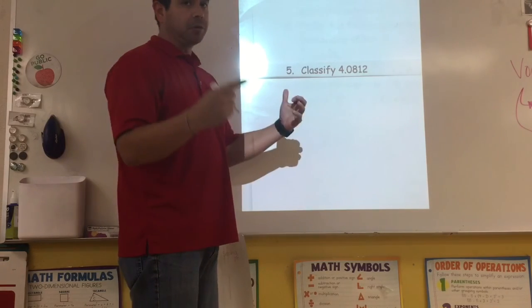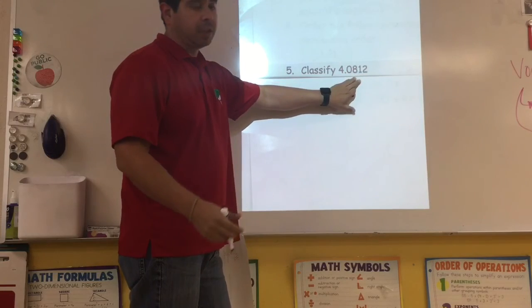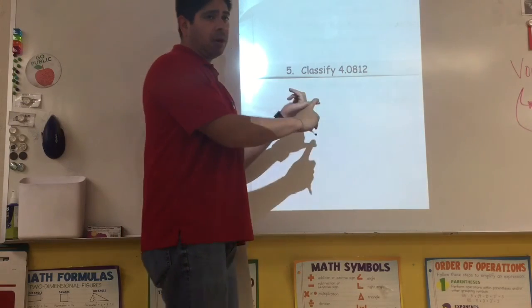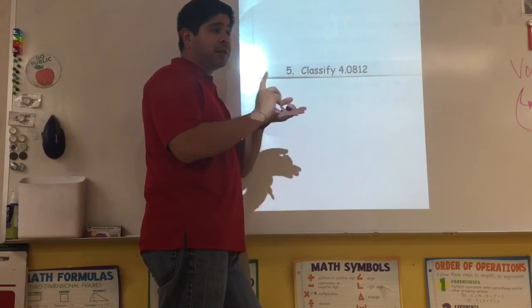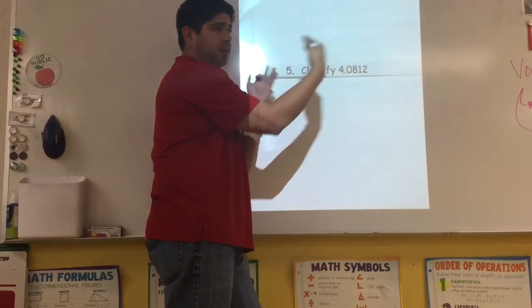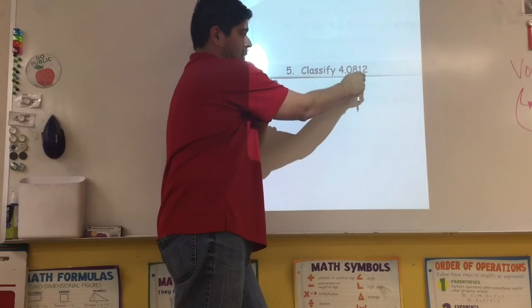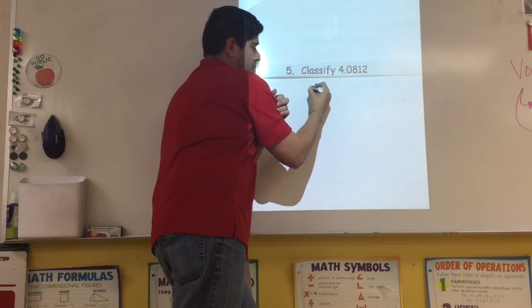It can't be a natural number because it has a decimal. Remember, natural numbers don't have decimals. It can't be a whole number because whole numbers don't have decimals. And it also can't be an integer because integers can't have decimals either. Integers can be positive and negative, but they can't have decimals. So the only thing it could be is rational.